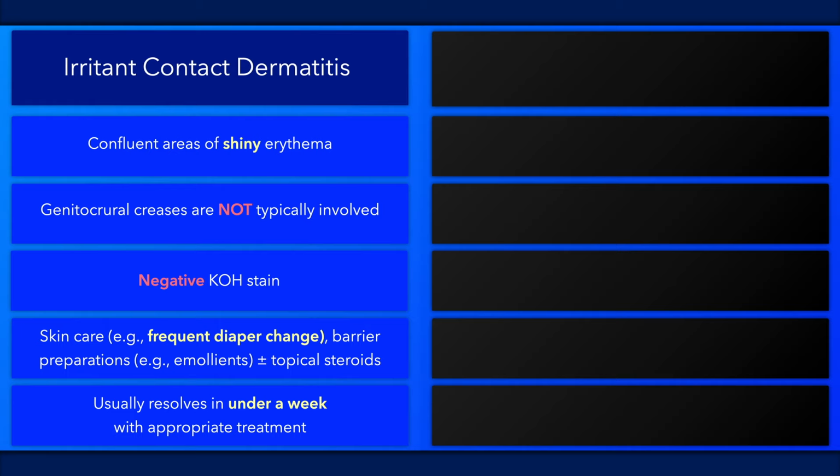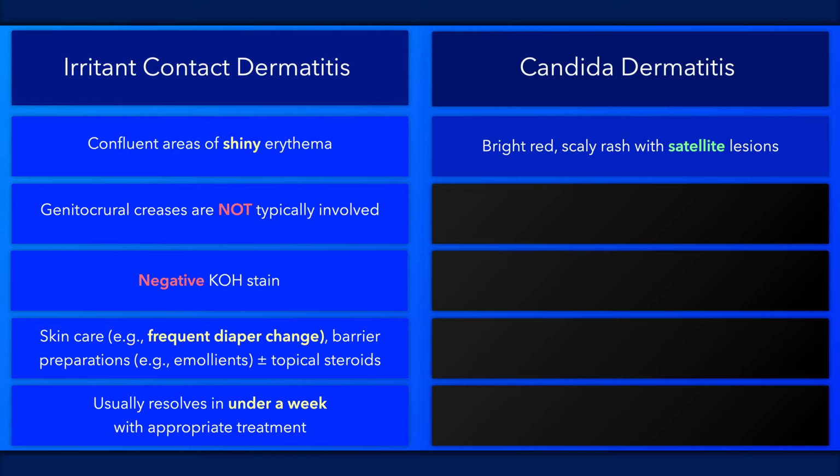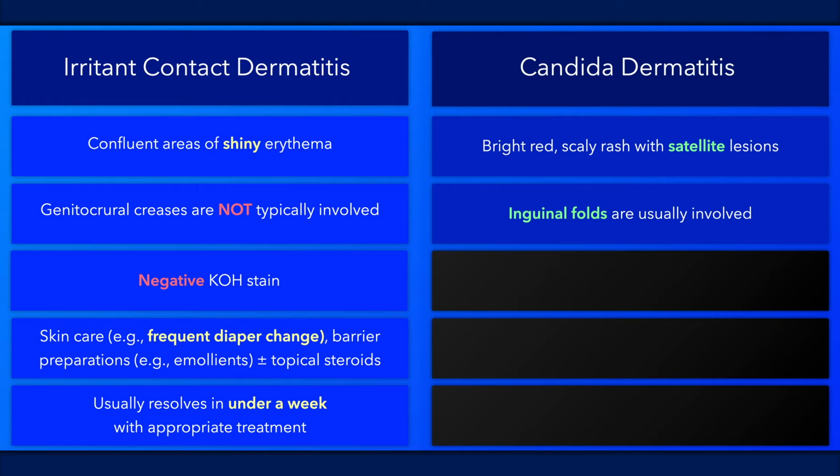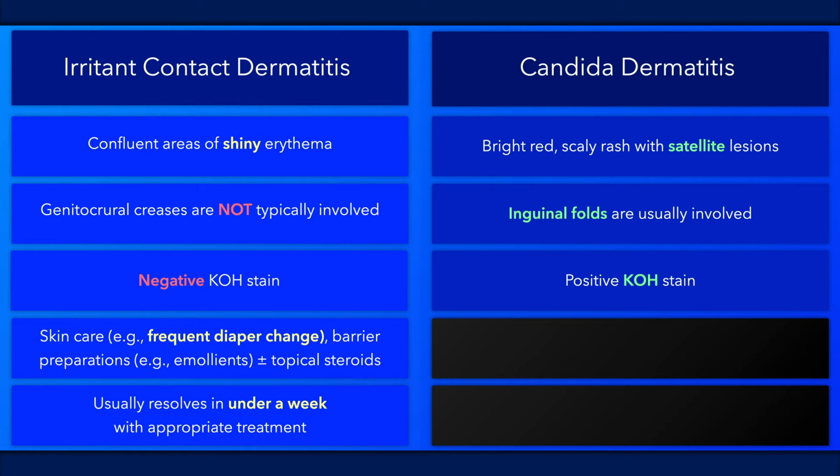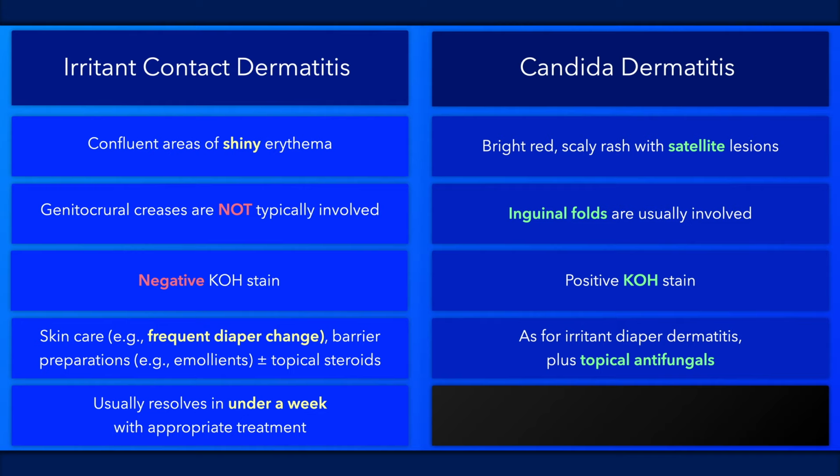Candida dermatitis presents with beefy red flakes, a scaly rash, and satellite lesions. Unlike with irritant contact dermatitis, the inguinal folds are usually involved. A potassium hydroxide stain, if ordered, may demonstrate pseudohyphae. It is treated similarly as irritant contact dermatitis with the addition of topical antifungals, and it usually resolves within 2 weeks with appropriate treatment.